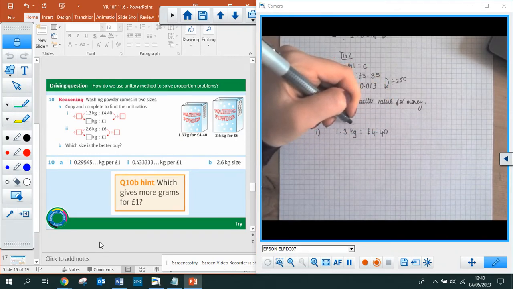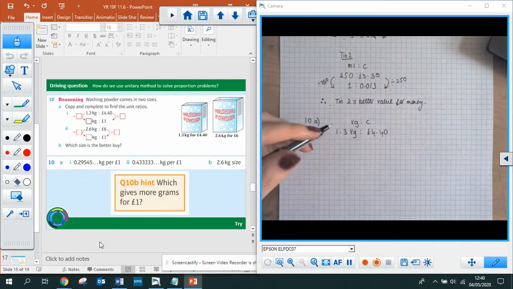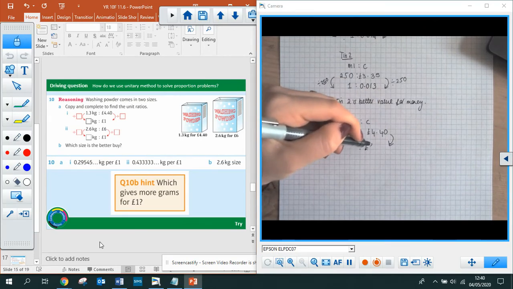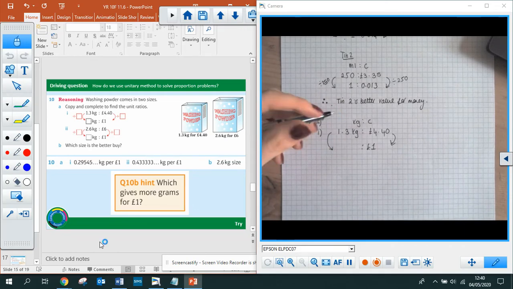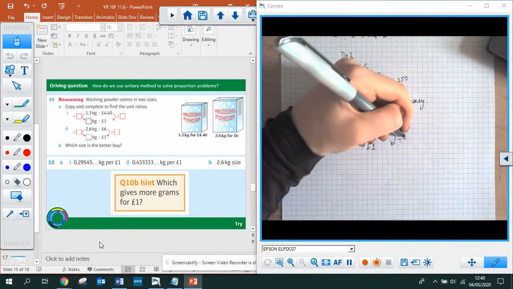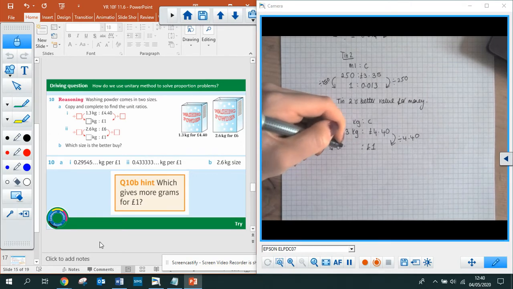So we're going to do kilograms to cost again. They've divided by something which gave them £1 on the cost side, and then we need to work out what the blank is here, okay? So we know to get from £4.40 to £1, we're going to divide by £4.40. Therefore, we need to do the same with the 1.3. So 1.3 divided by 4.4 gives us 0.29, and they haven't rounded it.